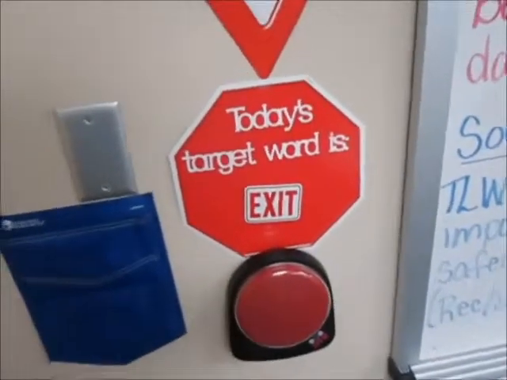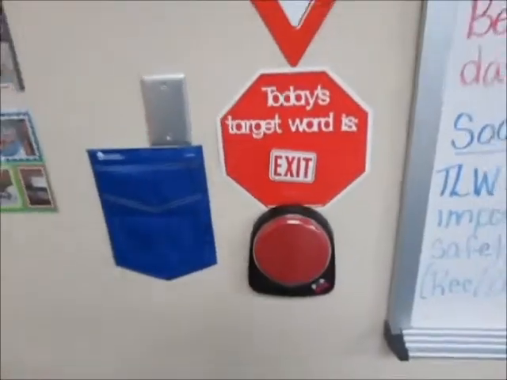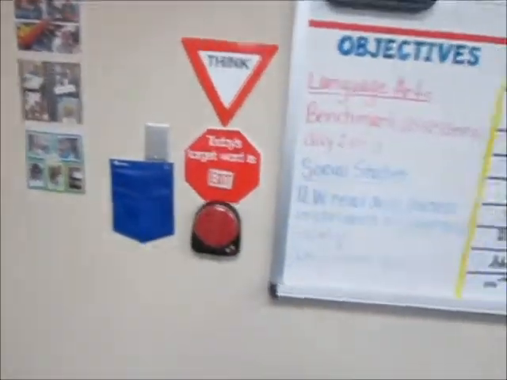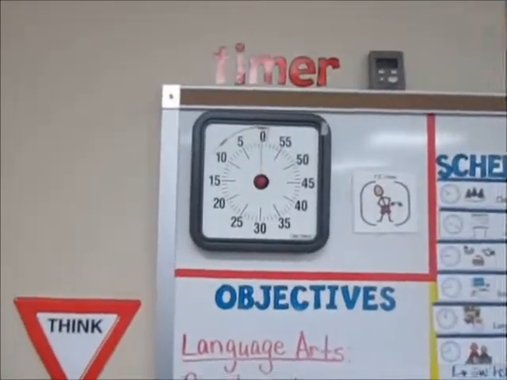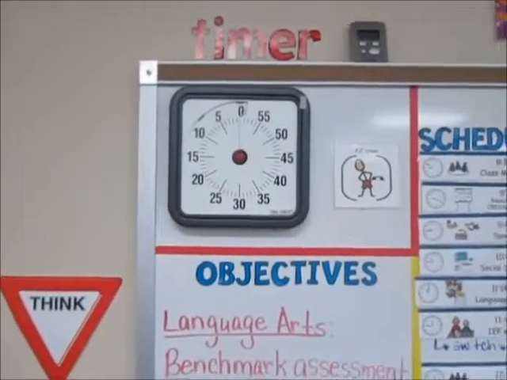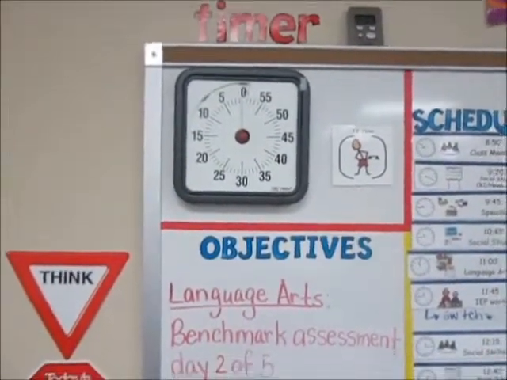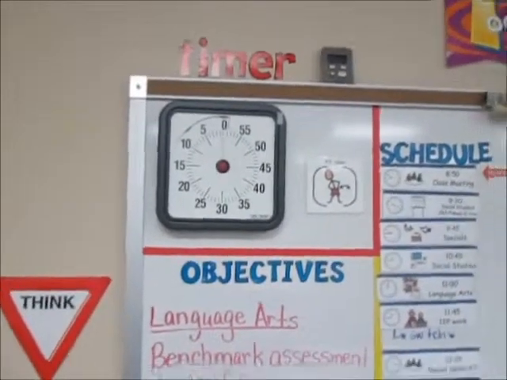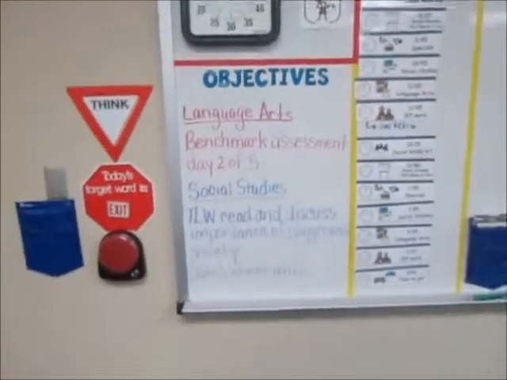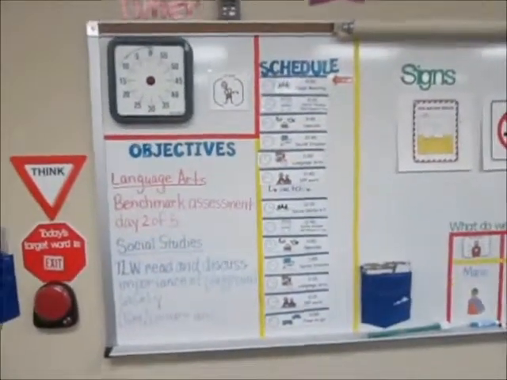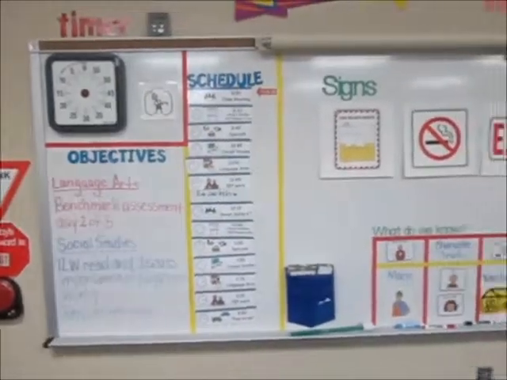Exit means to go out. And then they'll tell me what it means on their way out. This is our transition timer, whatever it says, if we're going to specials, switch class, we'll know. And that way, if we're not here, people can look up there and they know where we are. Objectives. Schedule. Thank you, Julia.